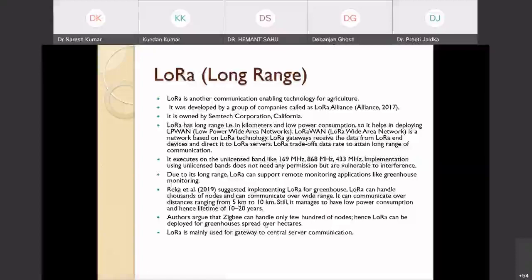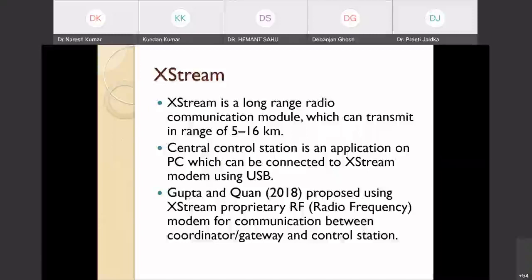We can have Bluetooth, that is already known. Extreme is also there, which is a long range radio communication module that can transmit in the range of 5 to 16 kilometers. The central processing station of this Extreme is an application on a PC, which can connect to the Extreme modem using USB. Then Gupta and Kwan in 2018 proposed using an Extreme proprietary RF, radio frequency, modem for communication between the coordinator gateway and the control station.